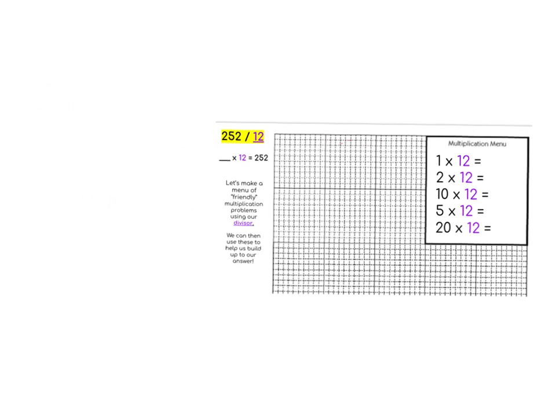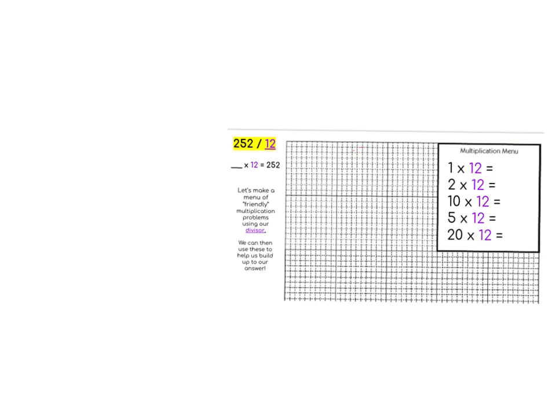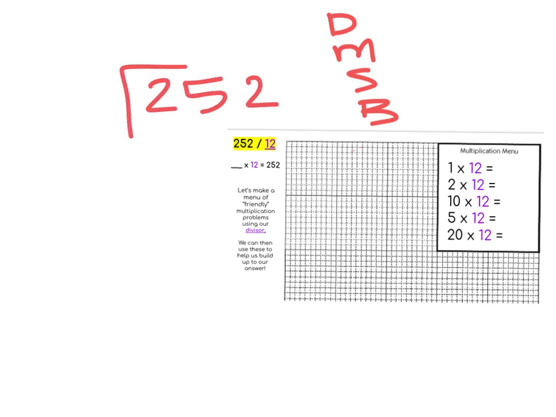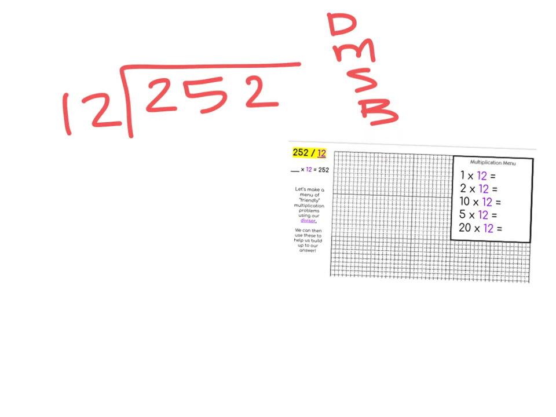Okay, so we're going to use a multiplication chart here again for our 2-digit divisor. And I'm going to rewrite my problem because I'm going to use the standard algorithm, which is divide, multiply, subtract, bring down. I'm going to have 252, and I'm going to divide that by 12. Okay, I'm going to fill out first my multiplication chart to help me. So I know that 1 times 12 is 12, 2 times 12 is 24.